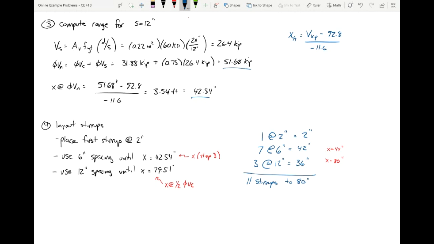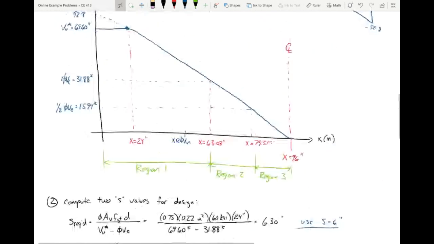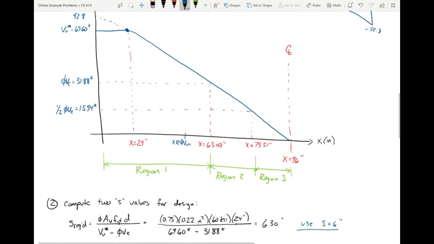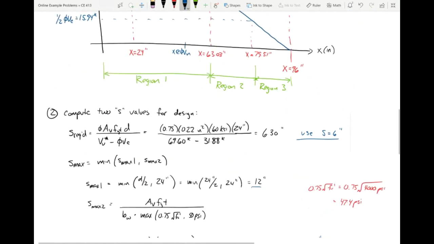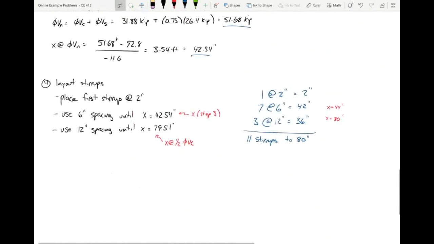Now remember, that's only to the center line of the beam. Remember, if you scroll up, this shear diagram only goes to the center line. So if you have 11 stirrups on one side of the beam, you need another 11 stirrups on the other side of the beam. So it's actually 22 stirrups total. And that right there, that is your answer.